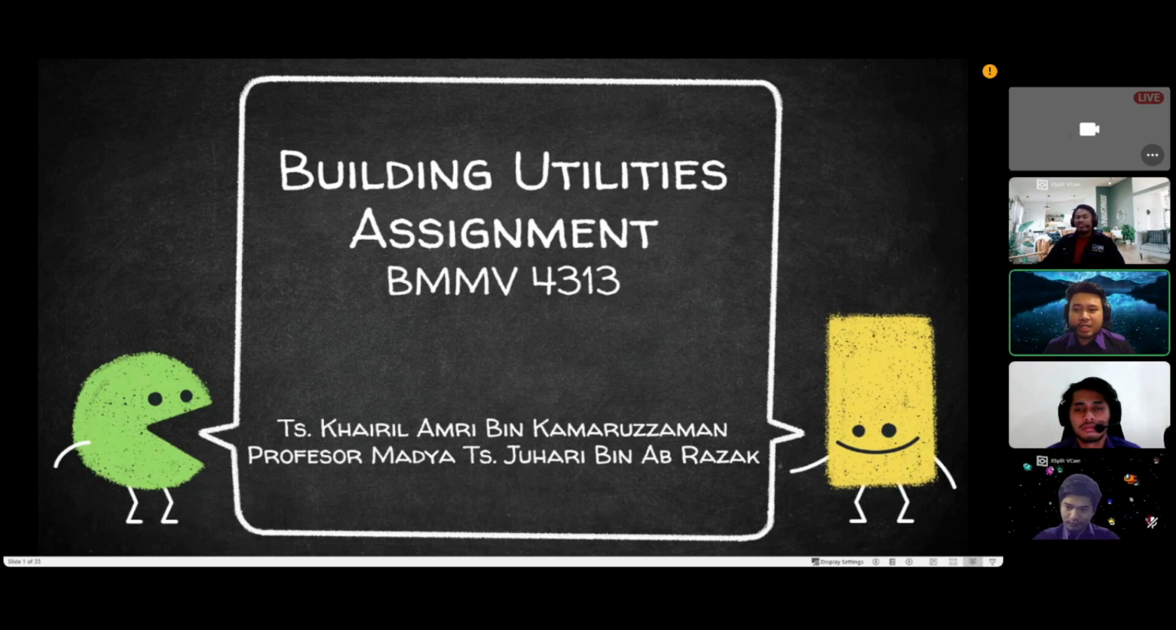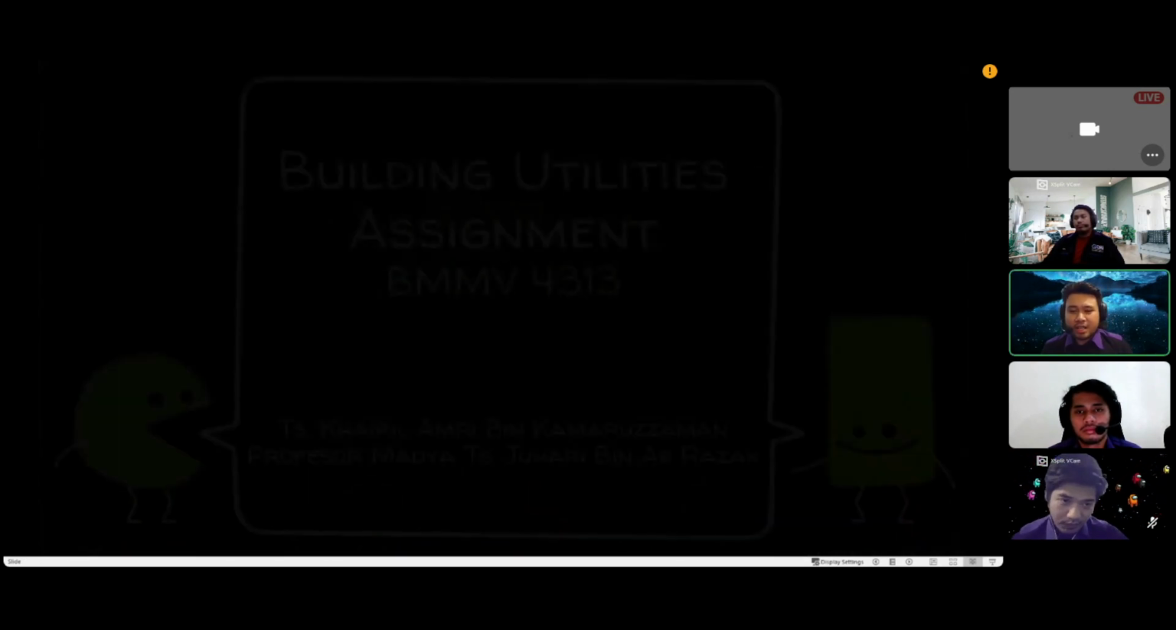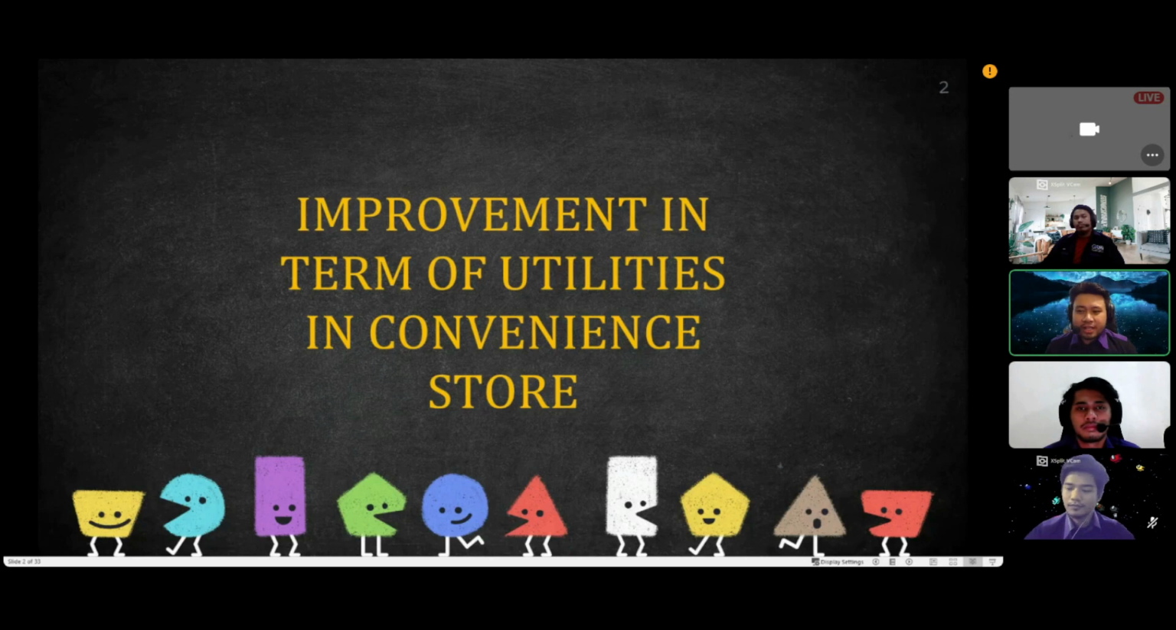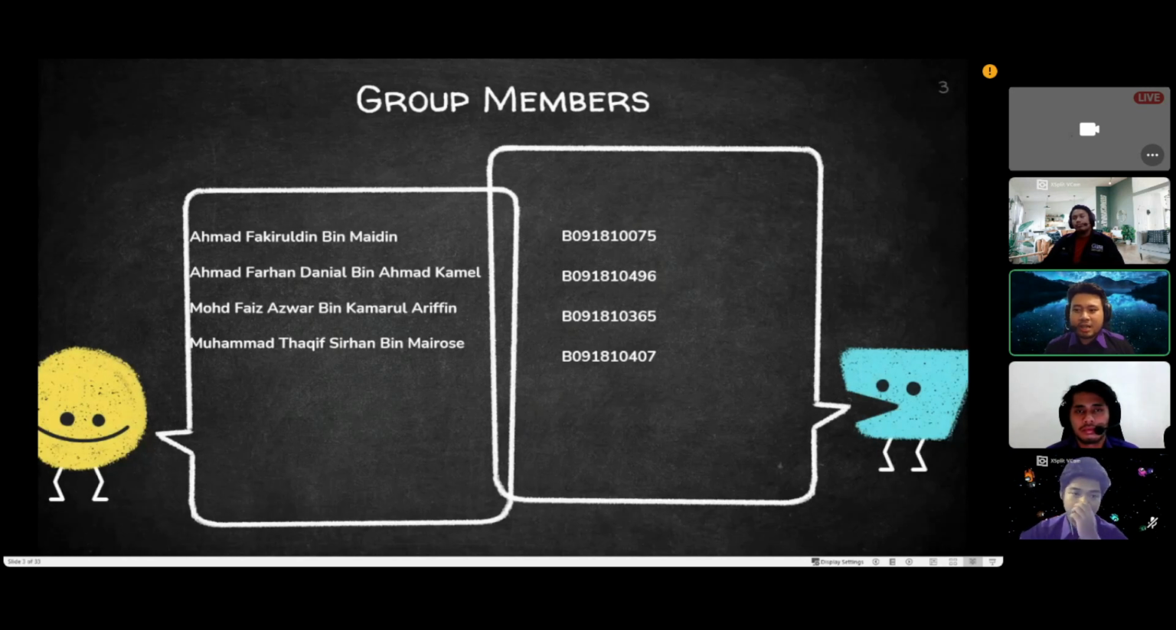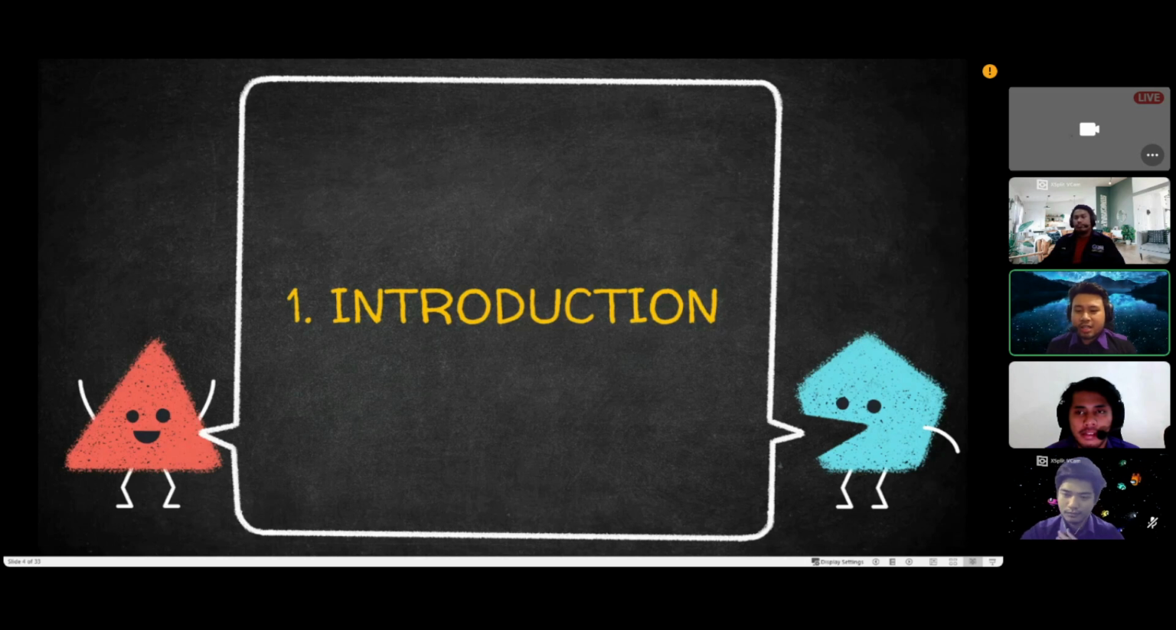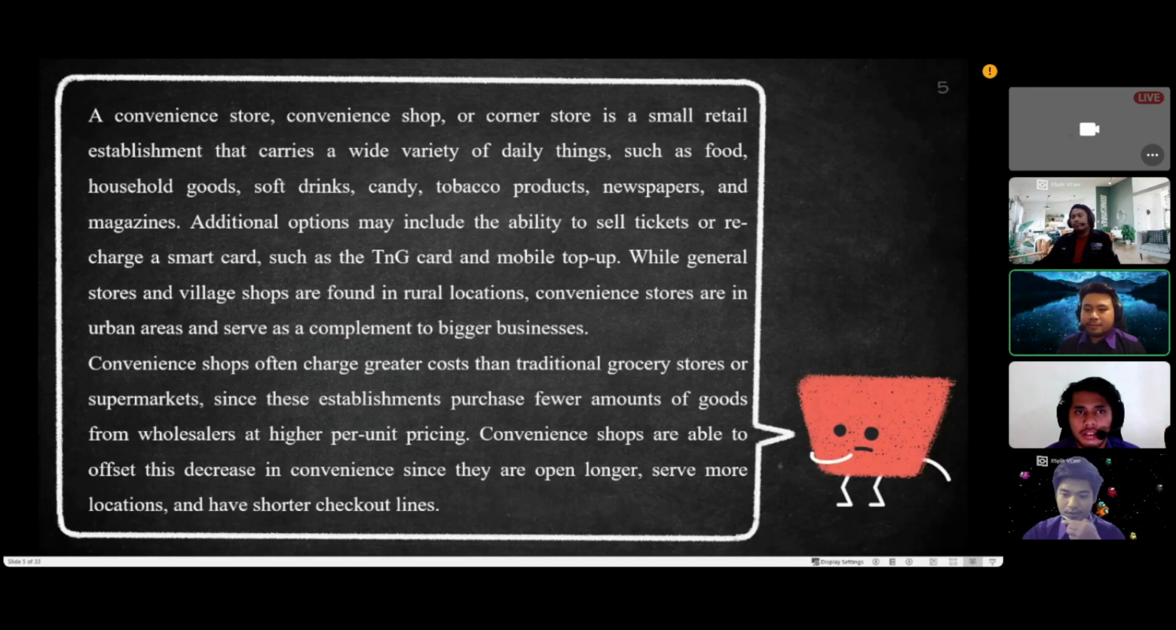Today our group will present our project, the building utilities assignment. Our project is entitled Improvement in Terms of Utilities in Convenience Store. These are our group members, which include myself, Ahmad Fakiruddin, Ahmad Fahan Daniel, Muhammad Faiz Azwa and Muhammad Takif Sirhai. For the introduction, I will pass it to Faiz Azwa.